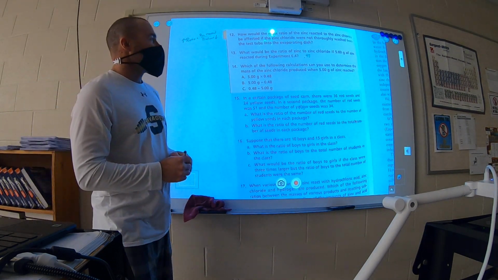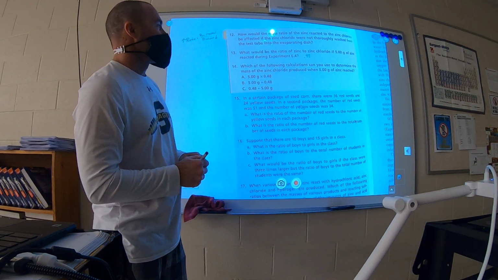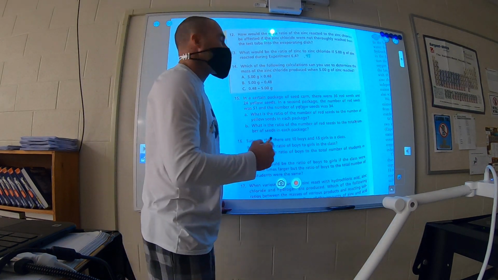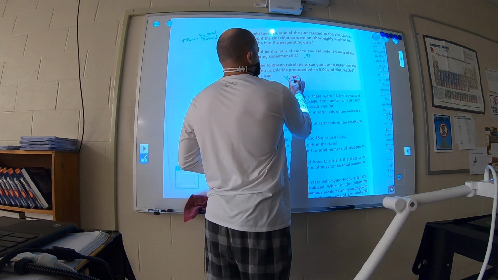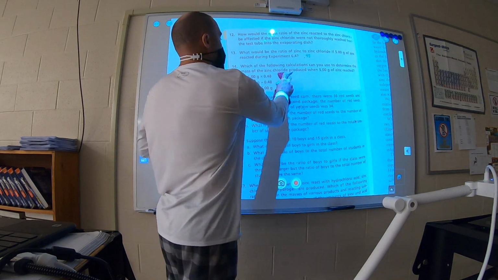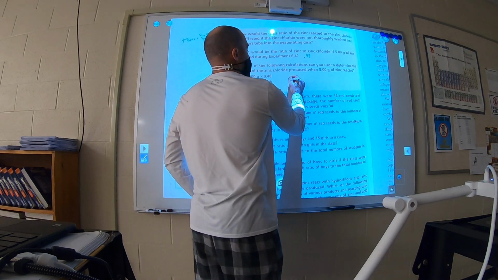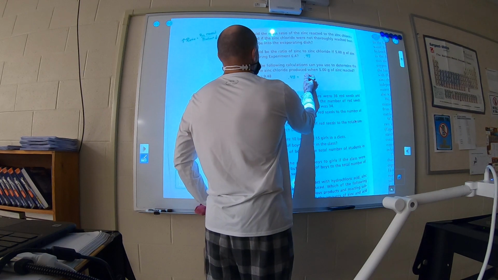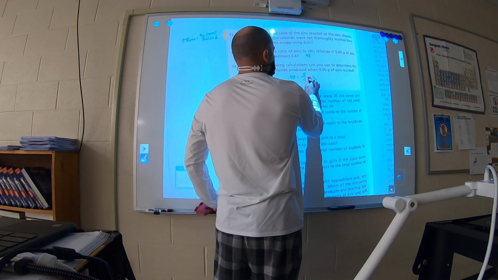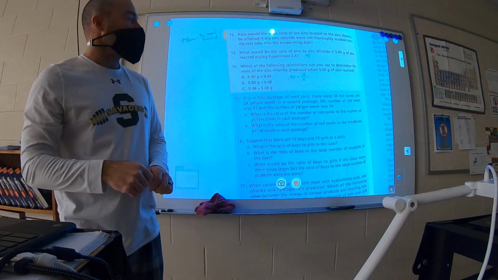Which of the following calculations can you use to determine the mass of zinc chloride produced when 5 grams of zinc reacted? Well, let's look at the equation again. Here's the equation. I'm just going to put the numbers in. So we know the ratio is supposed to be 0.48. The mass is 5. And we're trying to solve for x. So how would you solve for x?